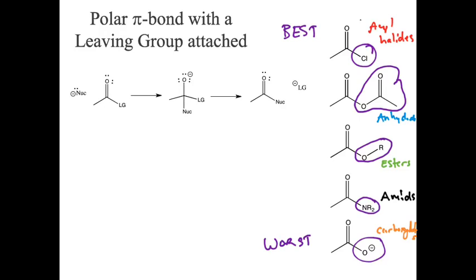Okay. The anhydrides. What's the leaving group there? That carboxylate. Why is that oxygen not as good a leaving group as the chlorine? Isn't it? It's not charged, or it's not as charged, right?